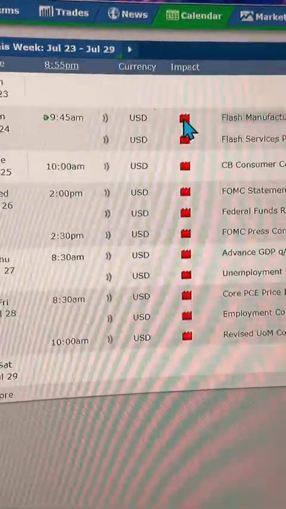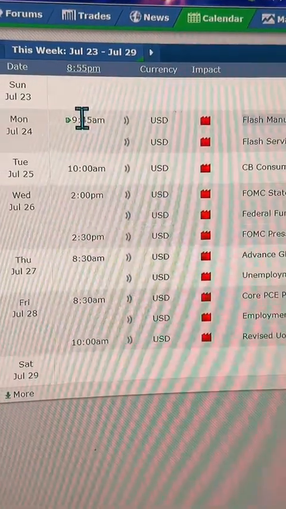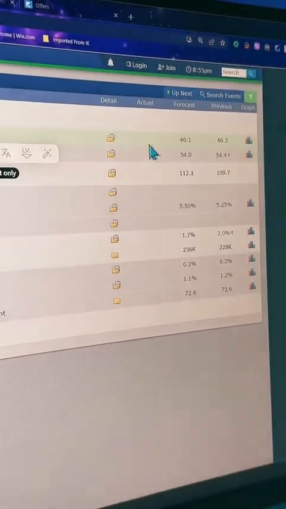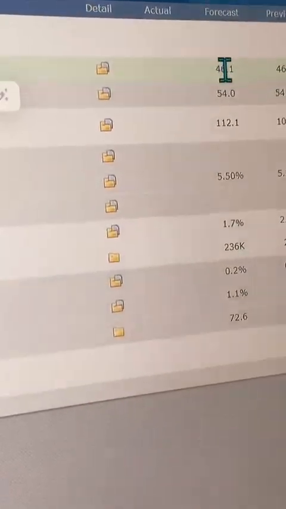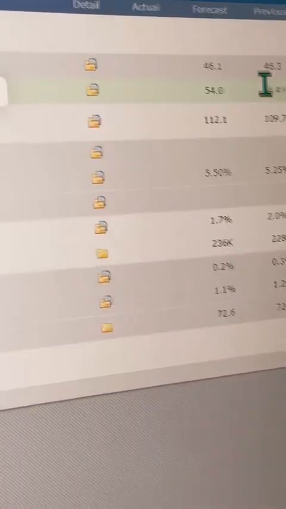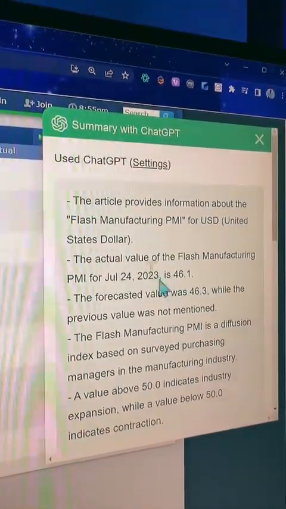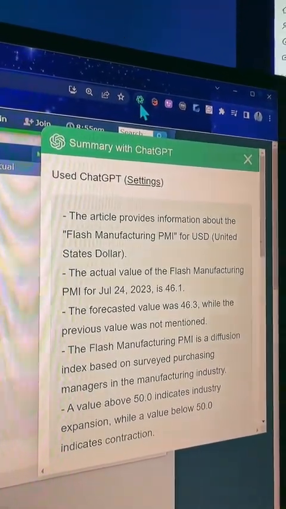PMI comes out tomorrow at 9:45 a.m., so don't take any trades until after 9:45. I think it's going to be a long because the economist said, hey, listen, just read this. ChatGPT, get this plug in.